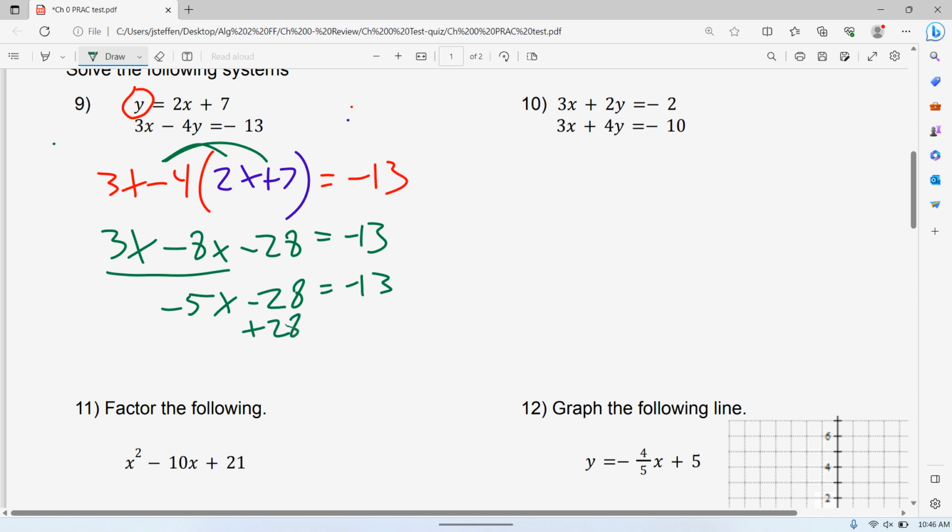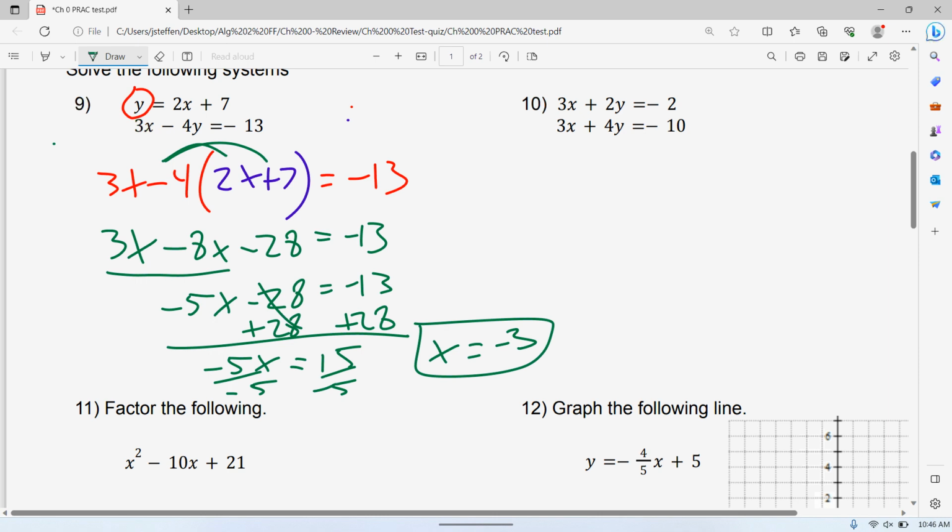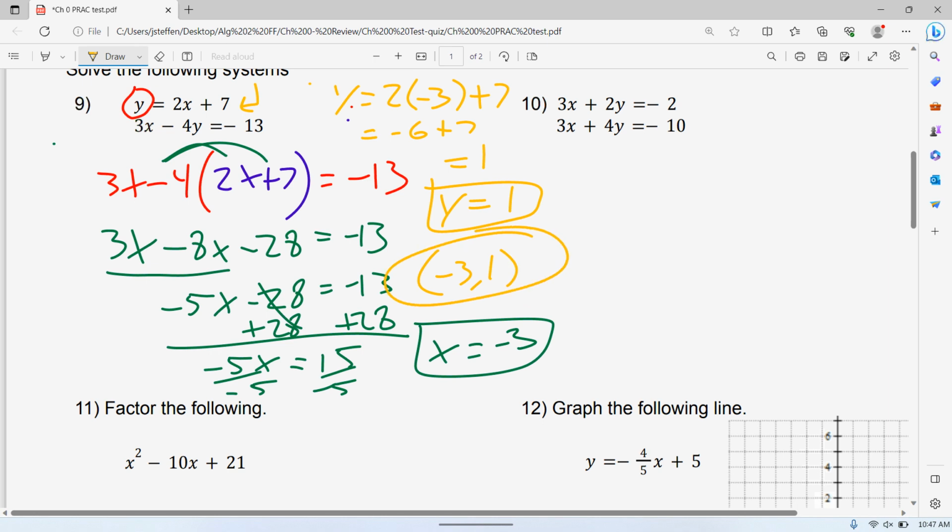The equation is 28. Negative 13 plus 28 is 15. Divide by negative 5. You get your x to be negative 3. That's the easiest one. Sub it back into this first one. There's negative 3 plus 7. My y is equal to 1. You can also put it as an ordered pair. Again, put your answer in, but make sure you know how to go back and forth because multiple choice will probably be ordered pairs.